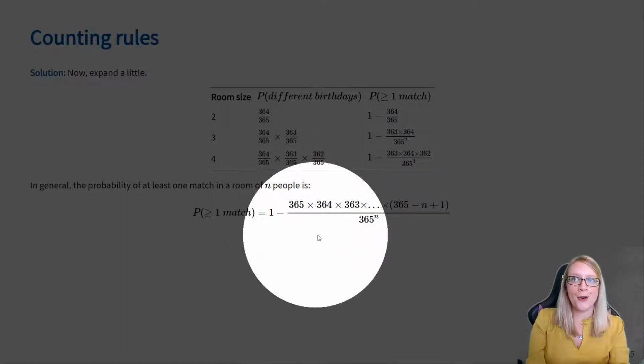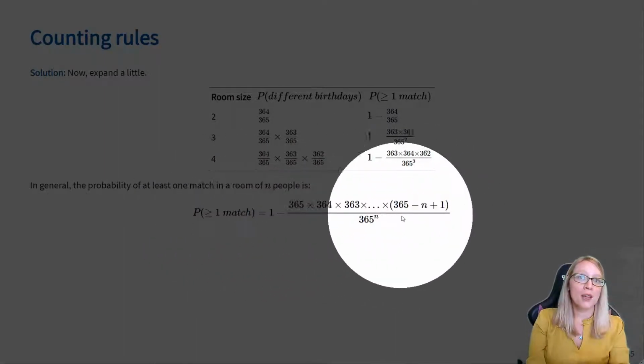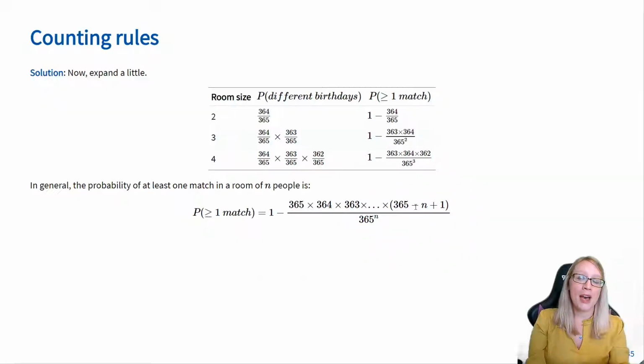So on your own, I will leave you, and we'll come back to this example in class, to think about what's going to happen with a larger room. What would happen with a room of, say, 20 individuals?